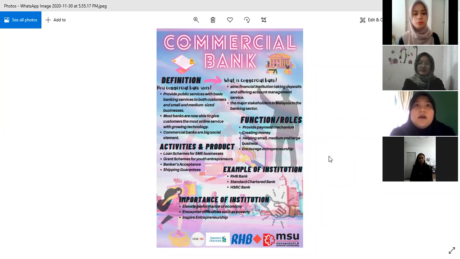Commercial banks are typically located in buildings in which customers use ATMs for their daily banking services. But nowadays, banks are able to offer most services online to customers through increasing technology, including transfers, deposits, and online retail payments. Commercial banks are a significant economic element.